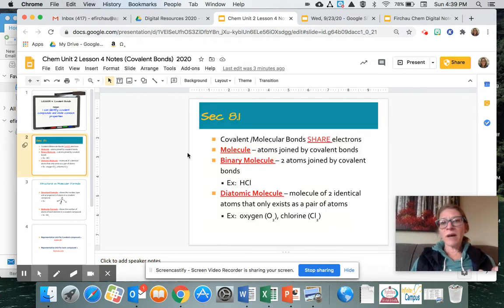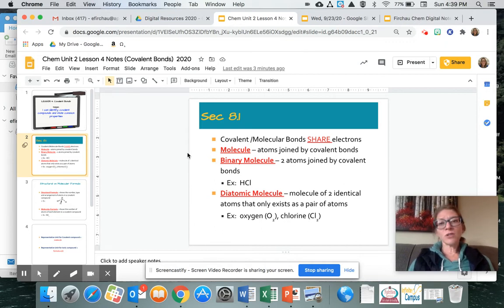All right, covalent bonds are also known as molecular bonds. So you'll see the terms covalent and molecular used interchangeably. They both represent the same thing. And these bonds will share electrons. So if you remember from your first set of notes, ionic bonds transfer electrons and covalent bonds share electrons.